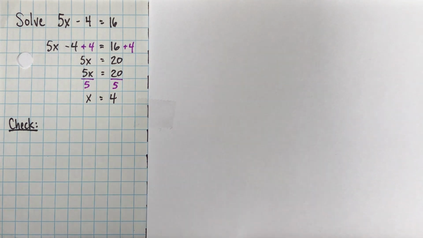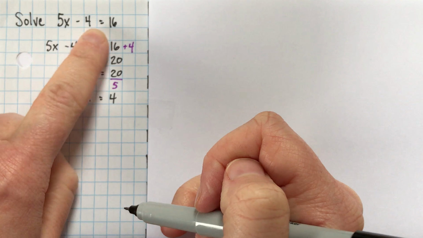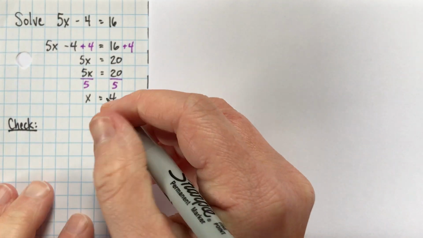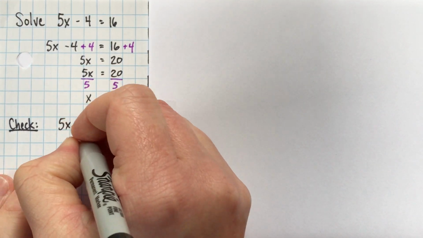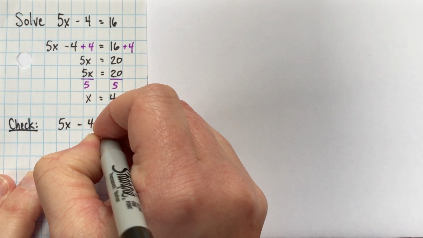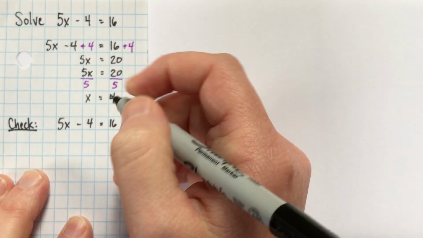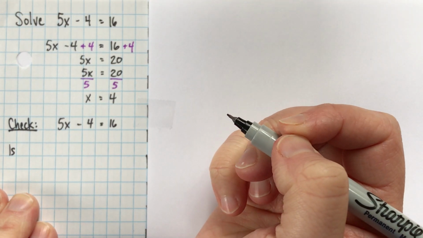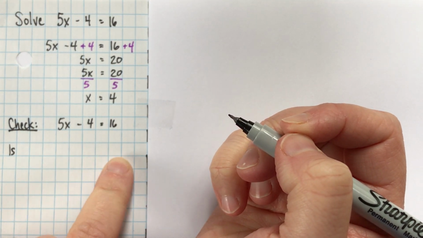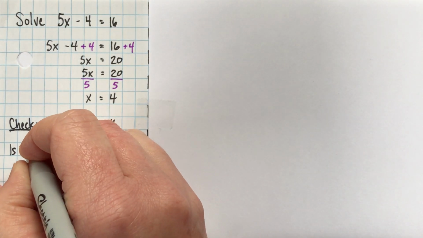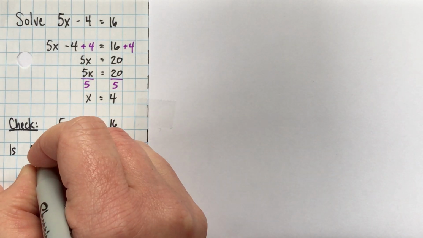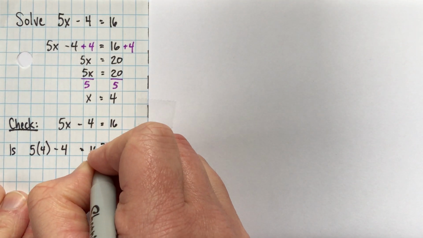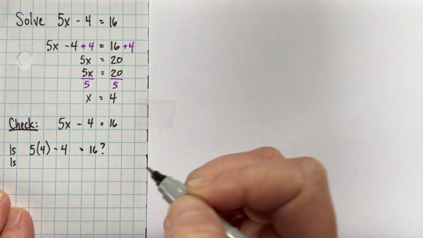Now let's check this equation. First of all, copy down the very original equation, not some later version, just in case you made a mistake in the first step maybe. So we'll write 5x subtract 4 equals 16. And as you do this, I think it's, from a logical point of view, really important to show that you're asking the question. So is 5 times, we're going to replace our x with 4, subtract 4, equal to 16, question mark? And then we're going to simplify each side.